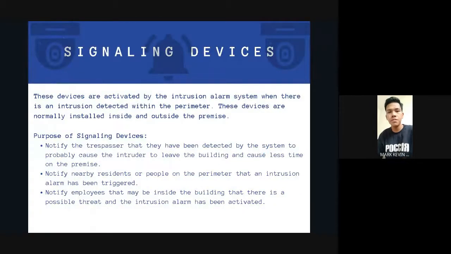Miss Carmina, you may now proceed. Thank you, Mark. So, moving on to signaling devices.